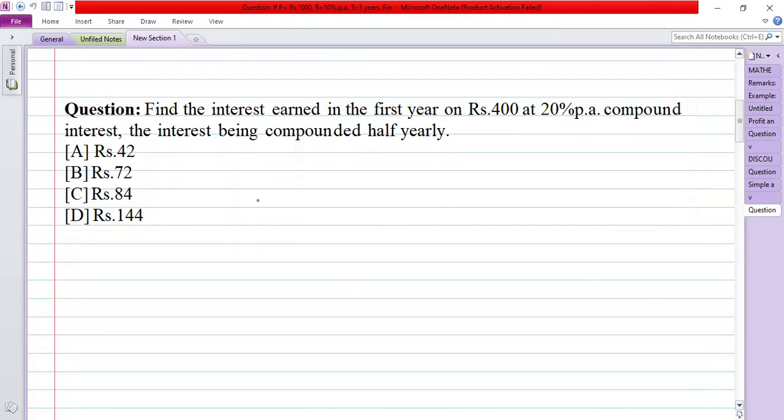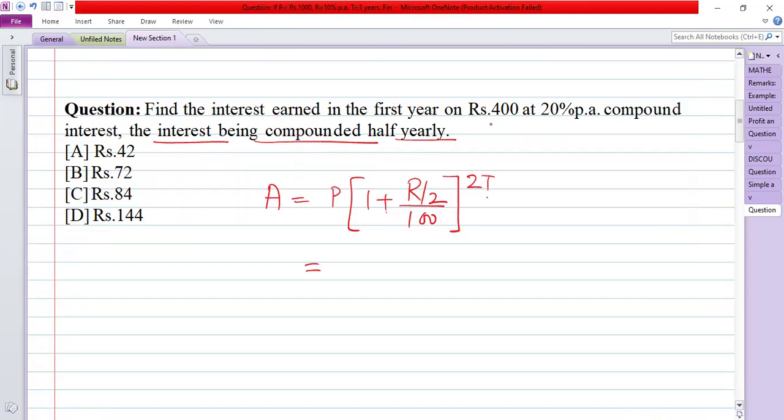So for this question, obviously the amount is principal into 1 plus R by 2 upon 100, to the power 2T. Why so? Because the interest is being compounded half yearly. So what is the principal here? It is 400 given, and 1 plus, and the rate is 20%, so obviously it will be 10% now, divided by 100. And here the time is the first year only, so T is 1, so obviously 2 into 1 will be 2.